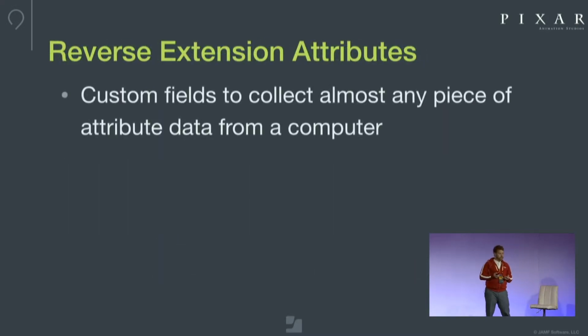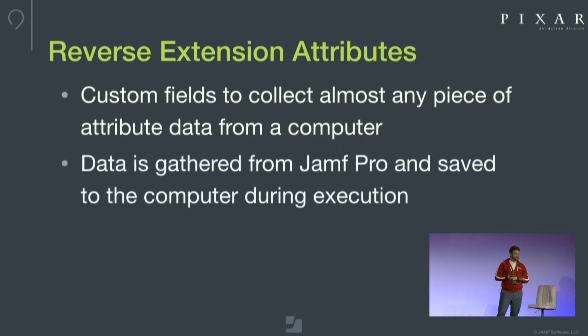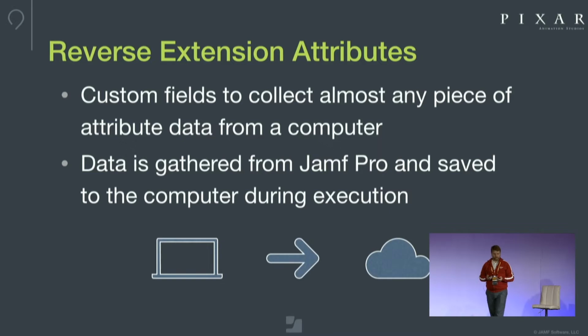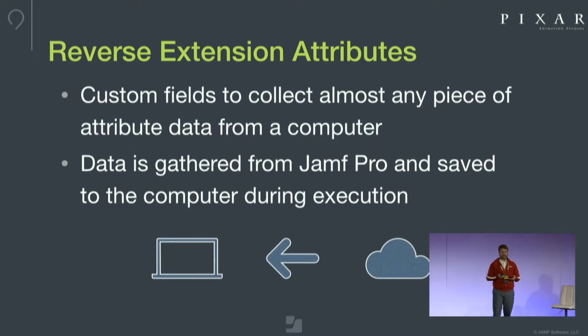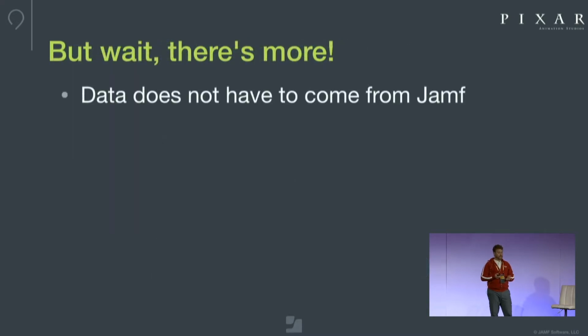Reverse extension attributes are very similar to traditional extension attributes. You may notice that this is the exact same bullet point as the previous slide. And the difference is the direction of travel of the data. So the data is gathered from Jamf Pro and saved to the computer during execution. But wait, there's more. I did name this reverse extension attributes, I guess trying to be clever. Maybe it was, maybe it wasn't, but probably a more accurate title is local extension attributes.